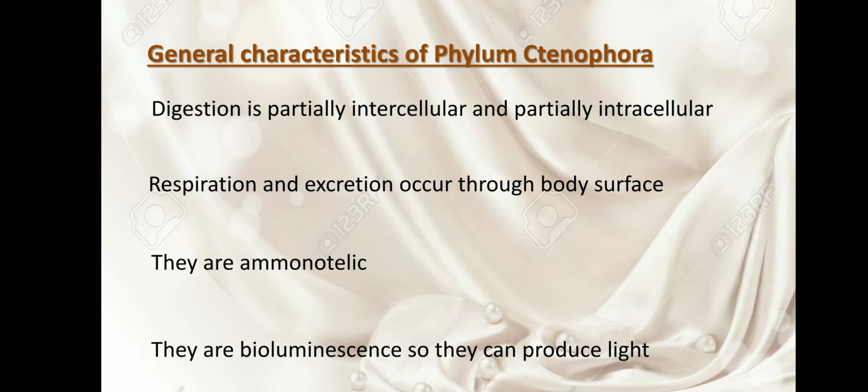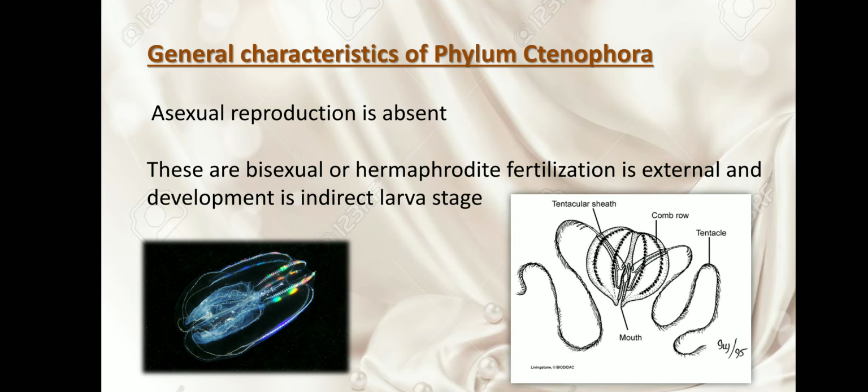Respiration and excretion are very simple, through the body surface. They are ammonotelic, meaning they release waste material in the form of ammonia. They are bioluminescent, so they can produce light. Asexual reproduction is absent, and these are bisexual. Bisexual means male and female parts are both present in the same animal, and this is also called hermaphrodite. Fertilization is external, outside of the body, and development is indirect, meaning with a larval stage. If development is with a larval stage, this type of development is called indirect development.